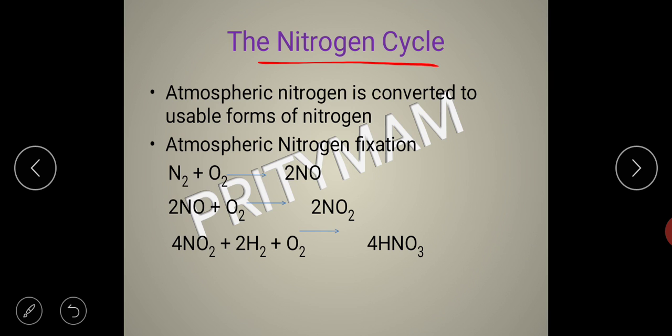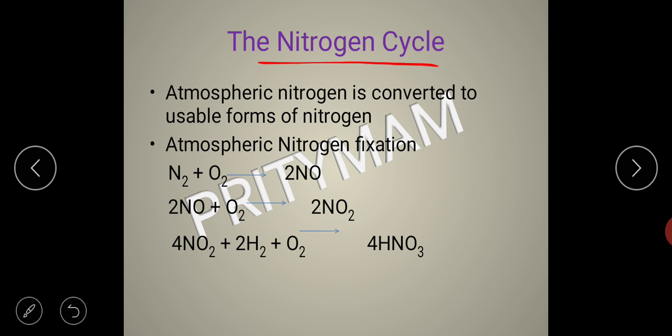Atmospheric nitrogen fixation. The large amount of energy in lightning oxidizes a small amount of atmospheric nitrogen into its oxides. Means nitrogen, by the process of lightning which happens in the rainy season, converts into its oxides. The nitrogen oxides dissolve in the rain to form dilute nitric acid.